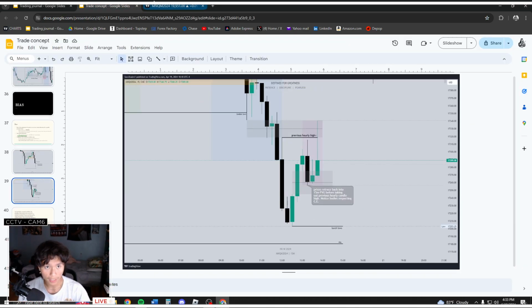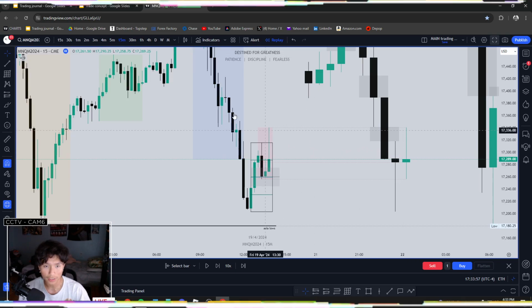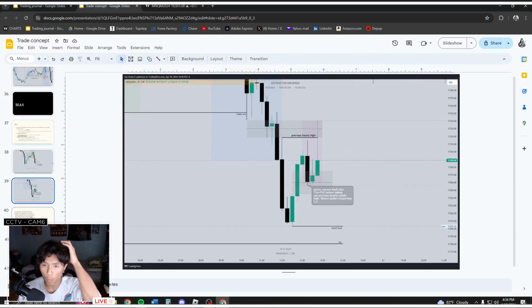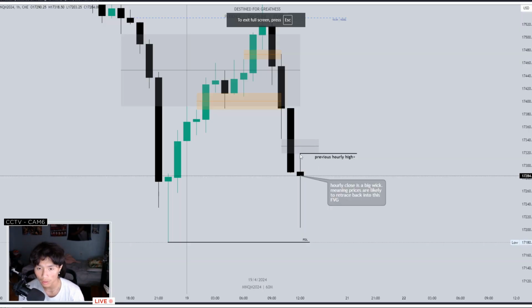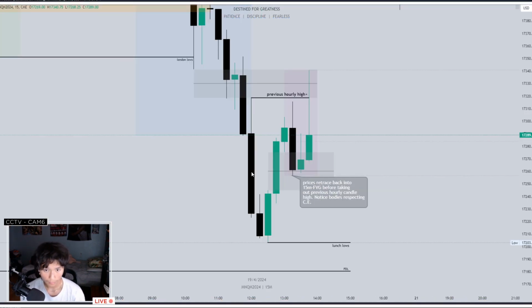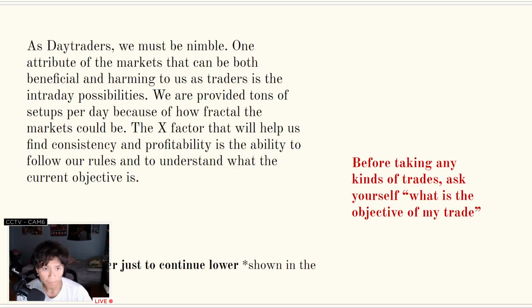So after we retrace back into this hourly FVG here, you want to see, hey, what will price do? If price retraces back into this hourly FVG, will we continue lower? Will we respect this hourly FVG, or will we continue higher? So on the next example, I will show you what will happen. So I want to go over here.